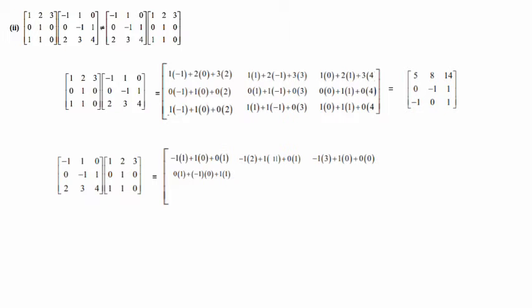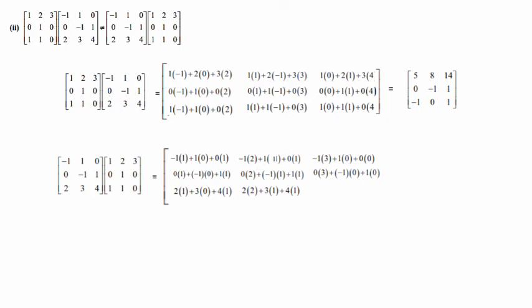Next is second row with the second column: 0 into 2 plus minus 1 into 1 plus 1 into 1, that is mentioned here. Next is second row with the third column: 0 into 3 plus minus 1 into 0 plus 1 into 0, that is mentioned. Next is third row with the first column: 2 into 1 plus 3 into 0 plus 4 into 1, that is mentioned here. Next is 2 into 2 plus 3 into 1 plus 4 into 1, that is also mentioned.